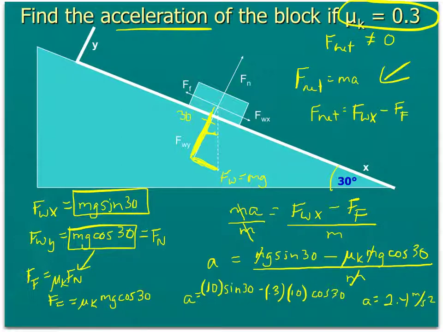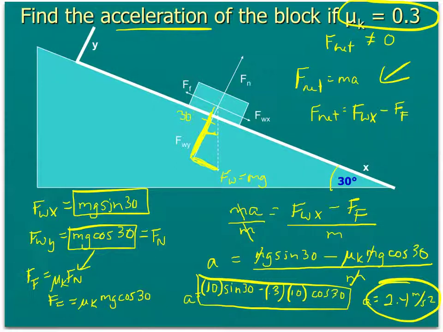Now, if typing all of this into your calculator scares you a little bit, do each part of that expression on its own and then subtract the values. So 10 times the sine of 30 should give you 5. 0.3 times 10 times the cosine of 30 should give you 2.6. So then when you subtract them, you end up with your overall answer of an acceleration of 2.4 meters per second squared.